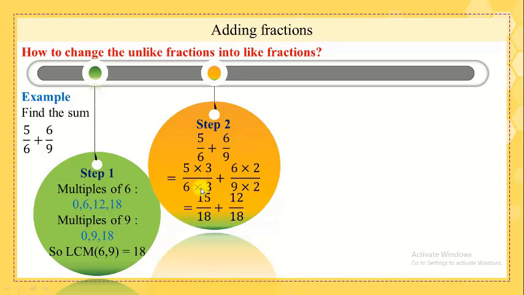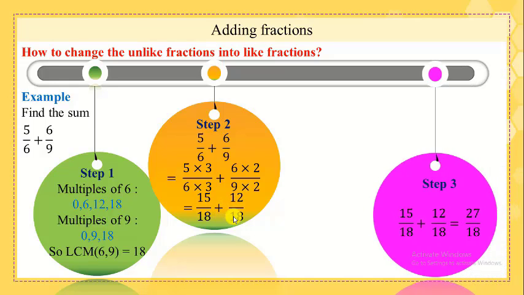So we do the same to the numerator. 5 times 3 equals 15. Here, we multiply 9 by 2 to get 18, so we do the same to the numerator. 6 times 2 is equal to 12. Hence we get 15 over 18 plus 12 over 18.